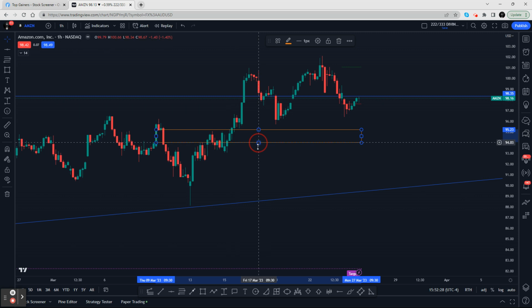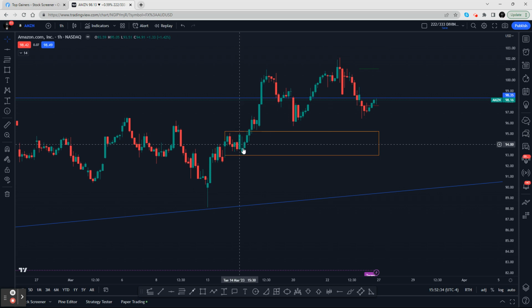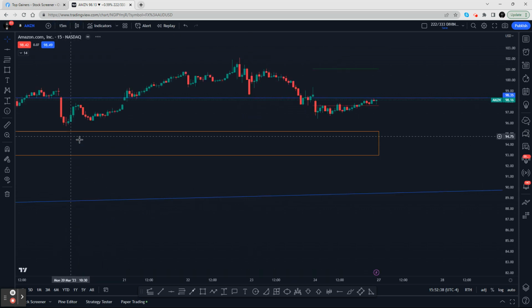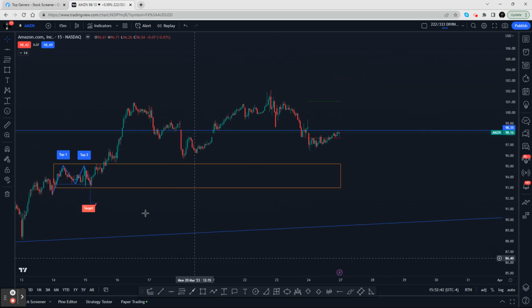All right, so this is another area price came to, and once again we go down to 15 minute. We can look and see what we got. Okay, so we got this zone that we can play with. All right, could this be a bear flag? Possible.